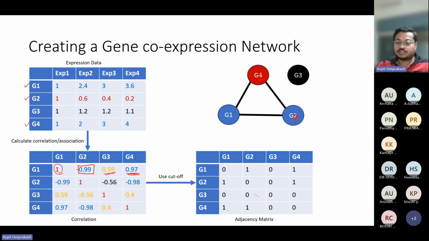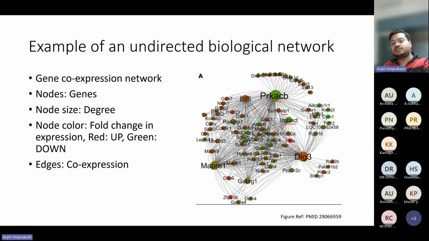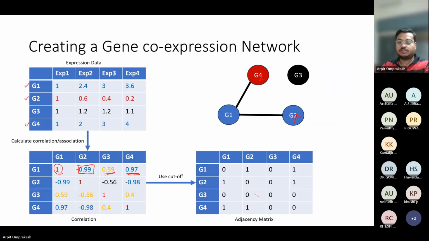And G4 again has connections with G1 and G2. G4 is already connected to G1 and G2. We don't need to worry about that. So this is how we create a gene co-expression network. The example that you see here has basically done this for a large number of genes and across a large number of experiments, right?